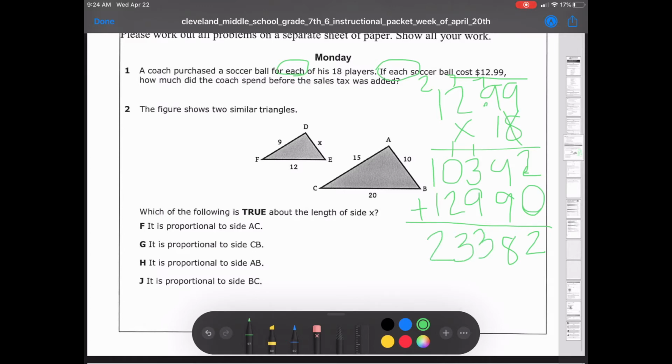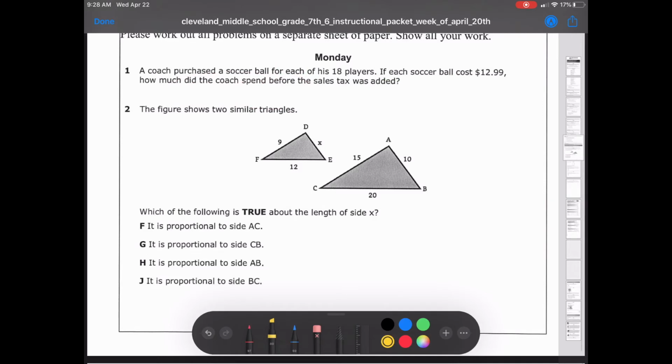Alright, so once I've done my multiplication and added, I need to notice that we have our decimal point here. So I'm going to move my decimal point over 2 places here, and that will give me the amount of money. He's going to spend $233.82 on his players' soccer balls.